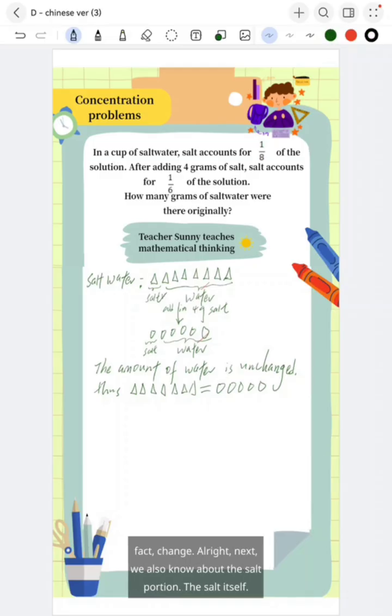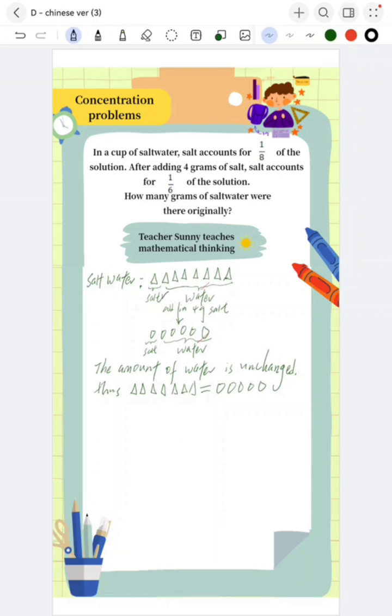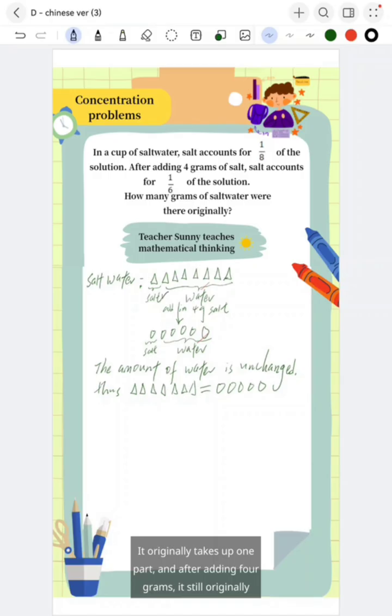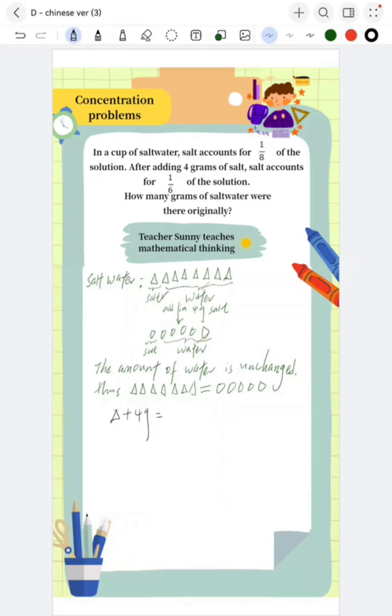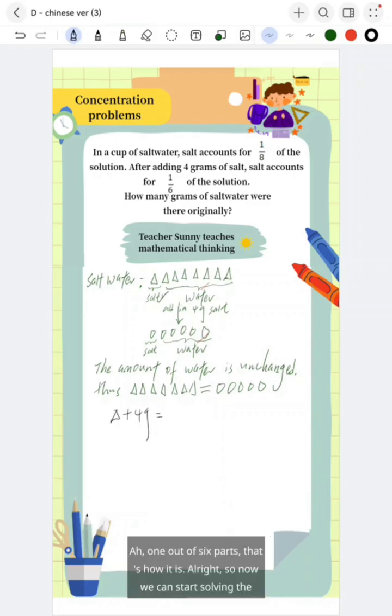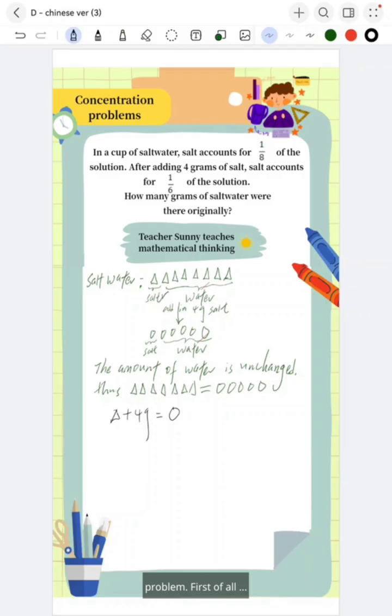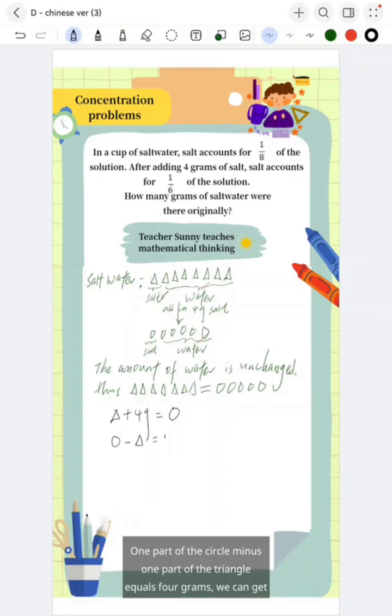Alright, next, we also know about the salt itself. It originally takes up 1 part, but after adding 4 grams, it becomes 1 out of 6 parts. That's how it is. Alright, so now we can start solving the problem. First of all, 1 part of the circle minus 1 part of the triangle equals 4 grams.